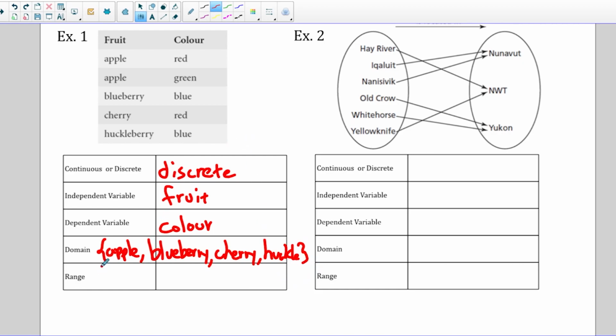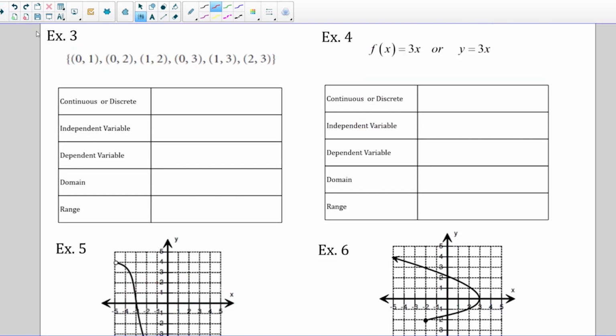If we look at the range, it's going to be all of the possible colors, so red, green, and blue. Now note here I'm using set notation because I am just showing that it's the set of all of these included values. So that's why I'm using set notation rather than just listing the range in this case. I'm going to skip example number 2. We're going to move on to example number 3 here.